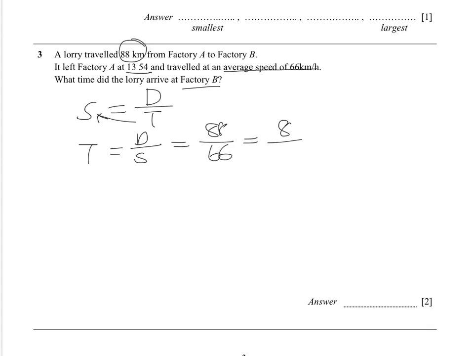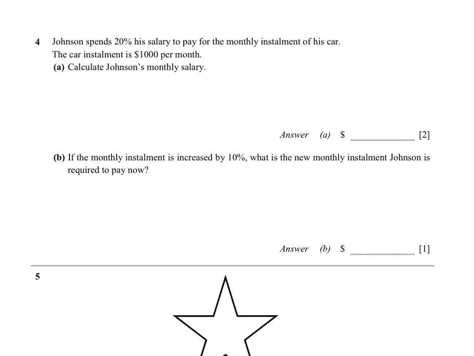That will give you 88 over 66, which is close to 1 1/3 of an hour. Remember, because the speed is in hours, to convert this hour into minutes, you just multiply it by 60, yeah? Then you get the total time. Then you use your time, add it to the time here, and you'll be able to find your answer over here. Very straightforward. Okay, so on to the next page.